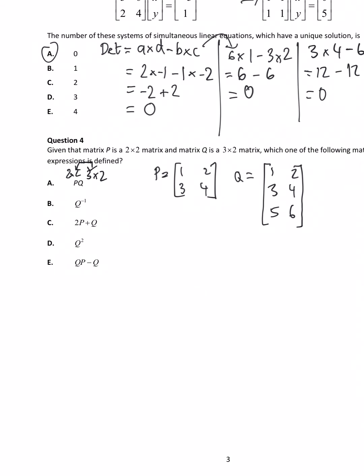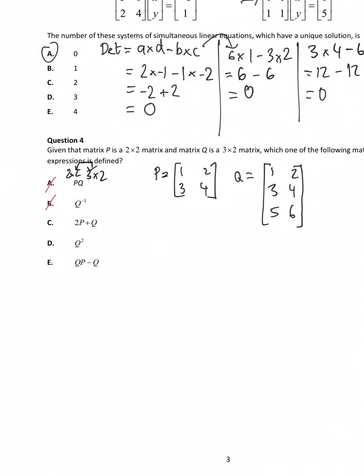If we look at B, the inverse of Q. You can only do the inverse of square matrices. Because Q's a 3 by 2, it won't work. So that's wrong as well. We'll just cross out the wrong ones.